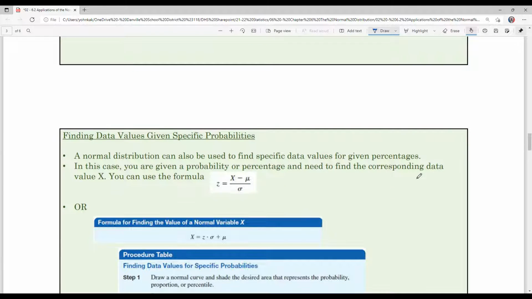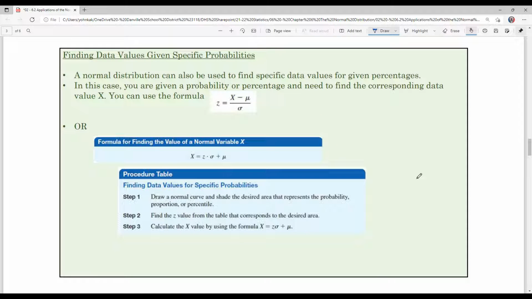Now let's go backwards. A normal distribution can also be used to find specific data values for given percentages. In this case, you're given a probability or percentage and need to find the corresponding data value. So you can still use the z-score formula. Basically, this time they're going to tell you what percentage, and they're going to ask you to go backwards and figure out the value.